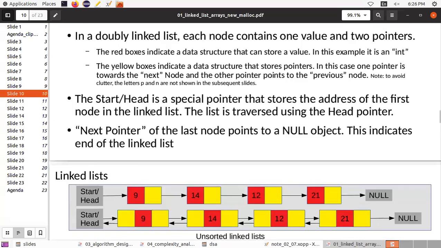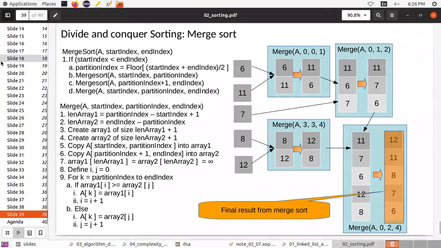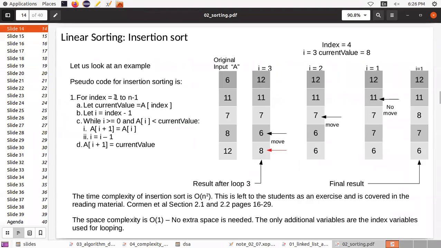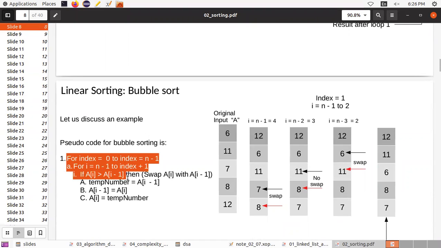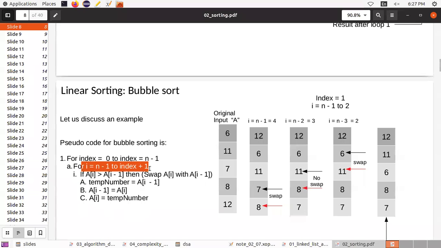Okay, so think about how linked lists work, right? They have one element connected to another element in this fashion. And think about how sorting works. How does insertion sort work? You have to loop through all of these elements and you have to change the element based on whether it is present or not. You need to have this for i equal to n minus 1 to index plus 1. You need to know what is the next element after the previous element. You need to know that continuously.